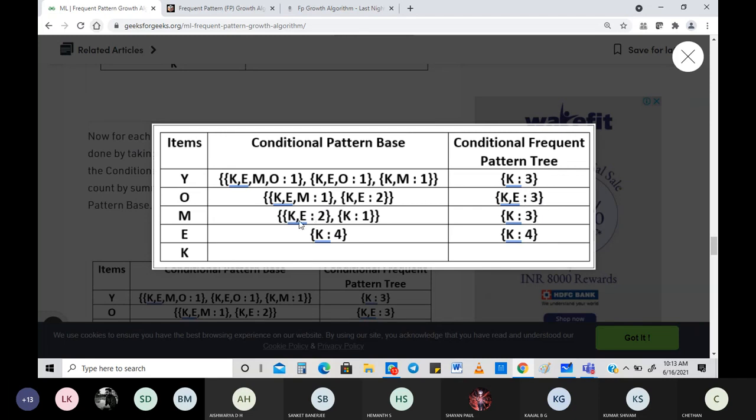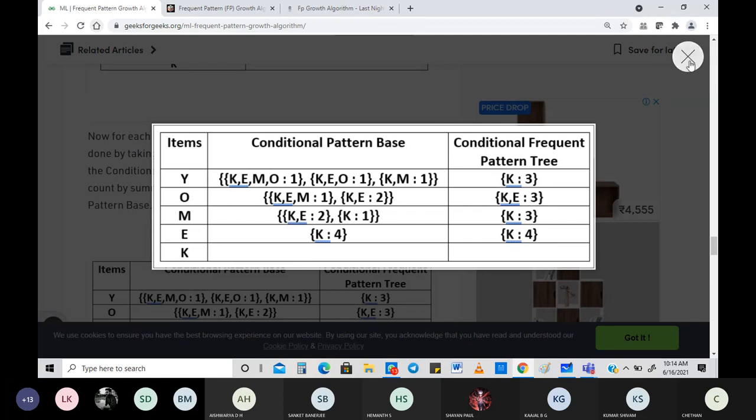Then again for M, look into this row. Only K is common. K, E is not there in the second one. So K is common. 2 plus 1, 3. Then the next one, K is common. Is there anything else common? No. And what is the value of that? 4. Nothing is common. There's only one thing, so that one thing itself is written here.